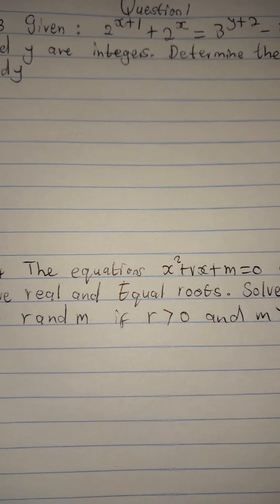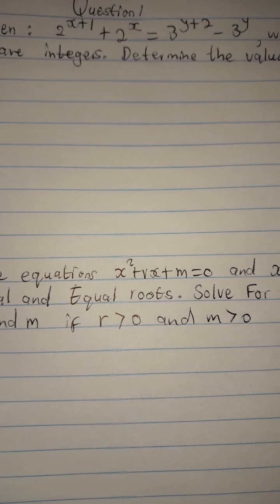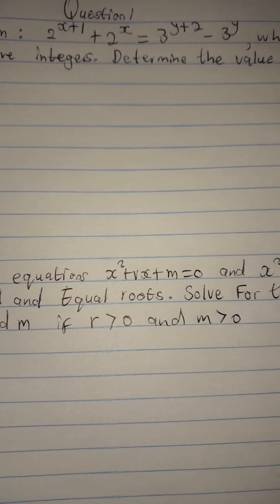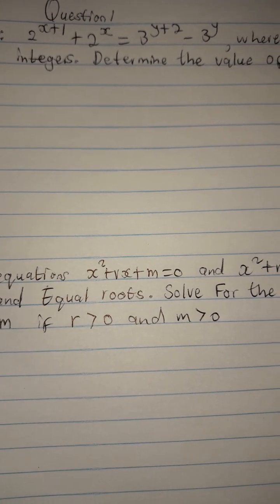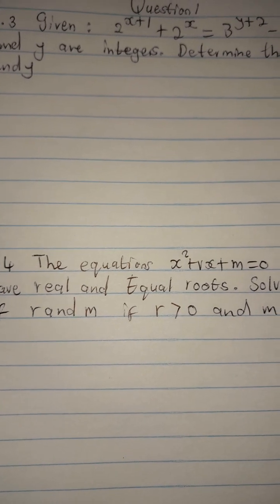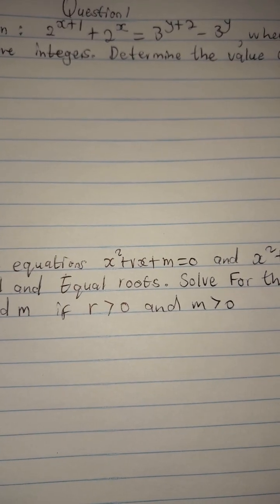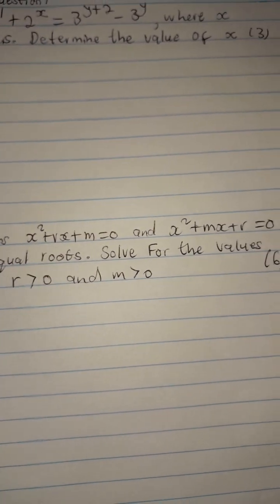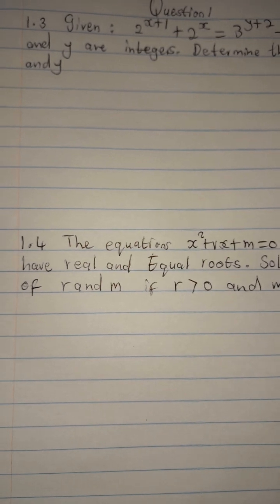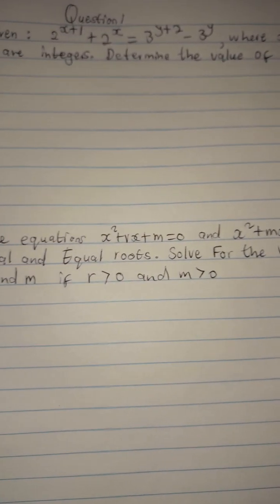So we are given 2 to the power of x plus 1 and 2 to the power of x equated to 3y plus 2 minus 3 to the power of y, where x and y are integers. Integers consist of negative and positive numbers, but here we are going to focus on those that are positive, because they said determine the values of x and y, right? Determine the values of x and y.